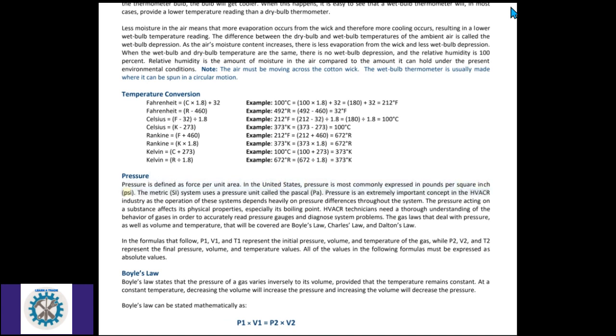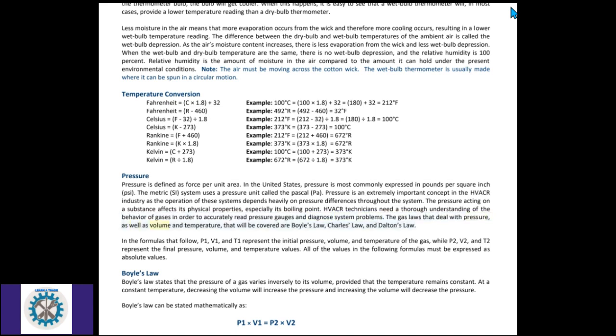Pressure. Pressure is defined as force per unit area. In the United States, pressure is most commonly expressed in pounds per square inch, PSI. The metric, SI, system uses a pressure unit called the Pascal, Pa. Pressure is an extremely important concept in the HVACR industry as the operation of these systems depends heavily on pressure differences throughout the system. The pressure acting on a substance affects its physical properties, especially its boiling point.